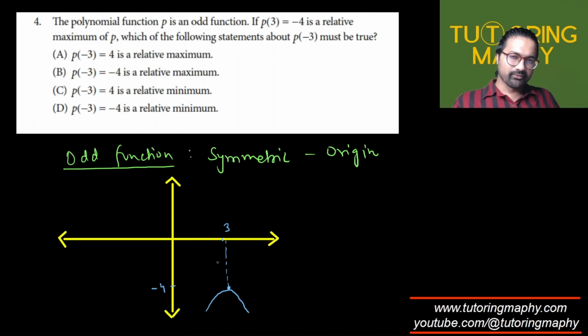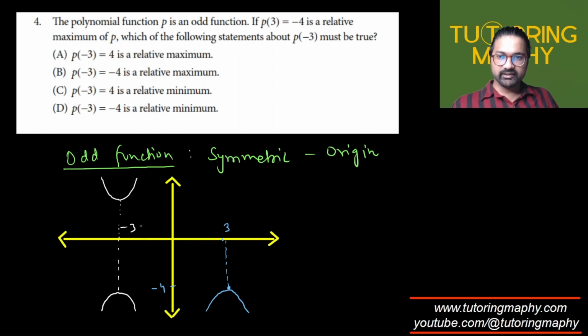And how to draw a function which is symmetric about origin? We flip it around x-axis and y-axis both in any order. So let's say I flip this about y-axis, so it will look like this. And obviously when I flip around y-axis, this point will become -3. And when I flip around x-axis, this will become like this.